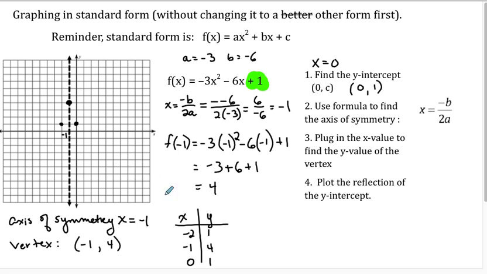And I could, of course, plug in some more points if I wanted to, but now I have a pretty good idea of the general shape of this parabola. And so I can come in and draw it just like that. So that's an example of what to do when you have an equation in standard form that is, for various reasons, trickier to turn into vertex form or factored form.